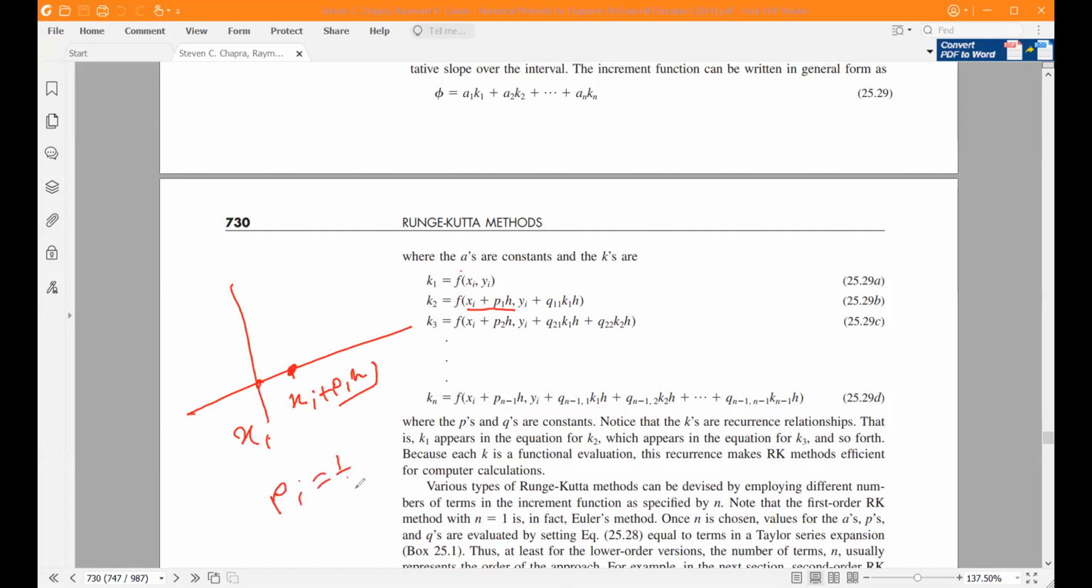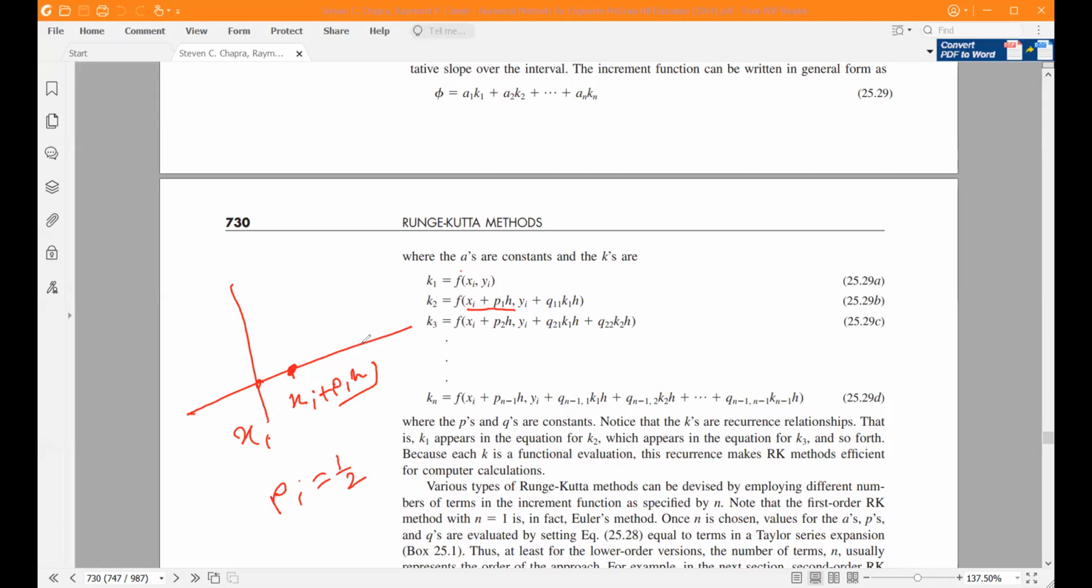At this point, let me ask you one question. If your p1 is equal to half, what will be the name of the method? Is it not the method we just discussed a few minutes ago? The midpoint method, yes, sir. Where your slope will be calculated at the midpoint between two intervals.